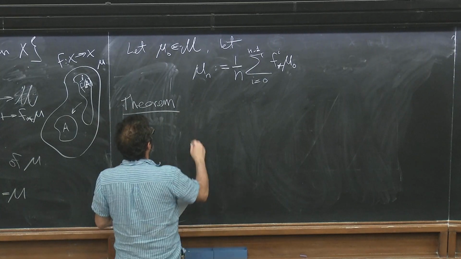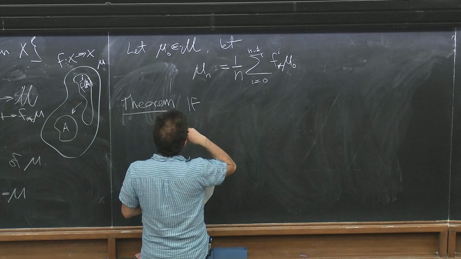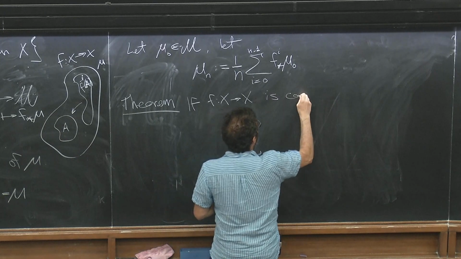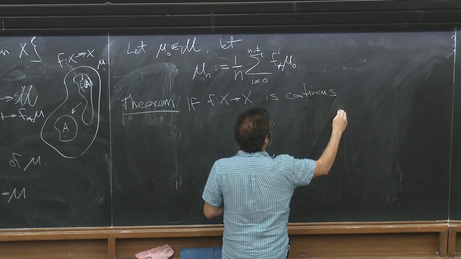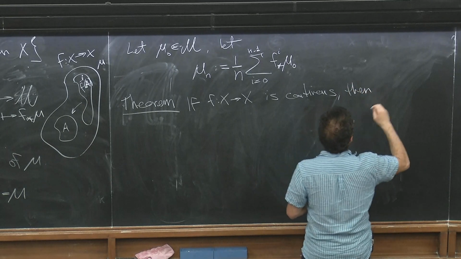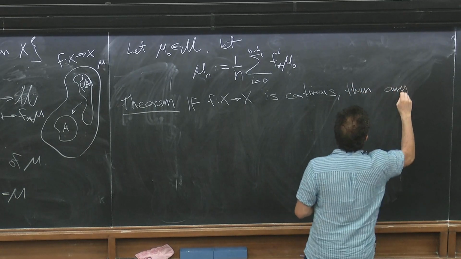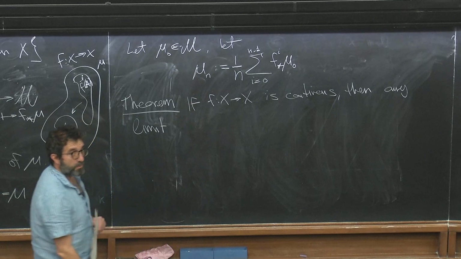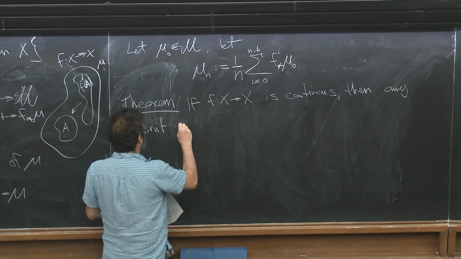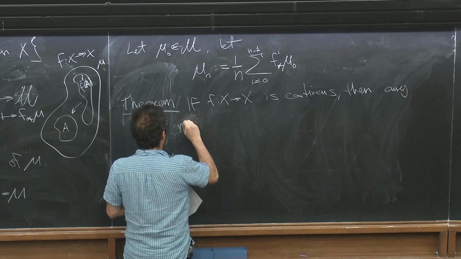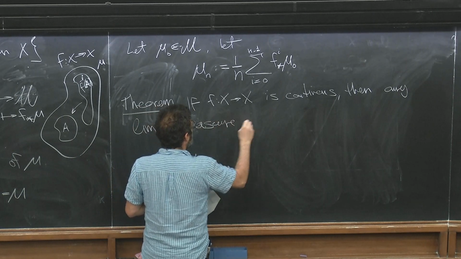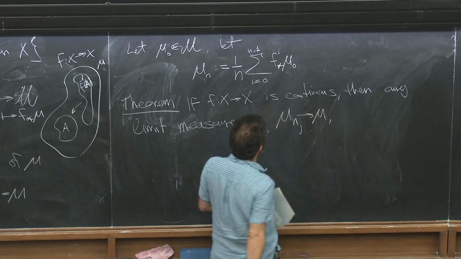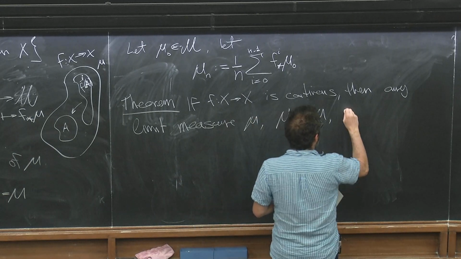It says that if f is continuous, f from x to x is continuous, then any limit point. So again, we do not know whether this sequence converges or not, but any limit point, any limit measure mu, such that we have some subsequence converging to mu in the weak topology, is f invariant.